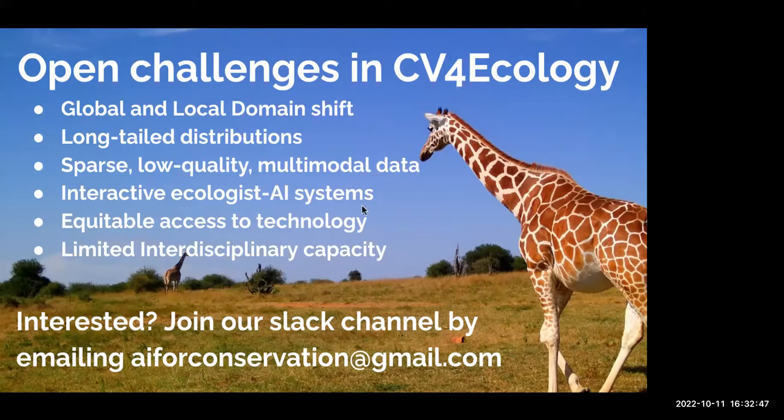We really have a need for more interactive ecologist AI systems. So, building things where even if the model's not perfect, it still can save a stakeholder time. Maybe you provide the city with a map of trees that you know is inaccurate, but you can tell them where to prioritize their effort to reduce that uncertainty. And then providing access to technology equitably and building up interdisciplinary capacity. So trying to make some of these machine learning, computer vision skills accessible to people in other fields so that they can use them to solve their own problems.